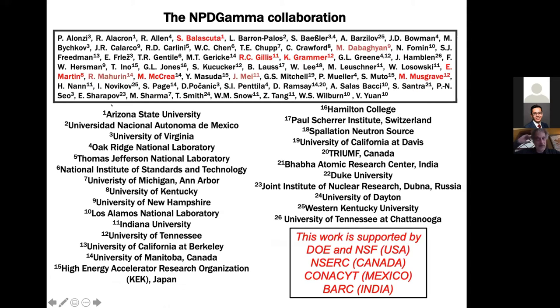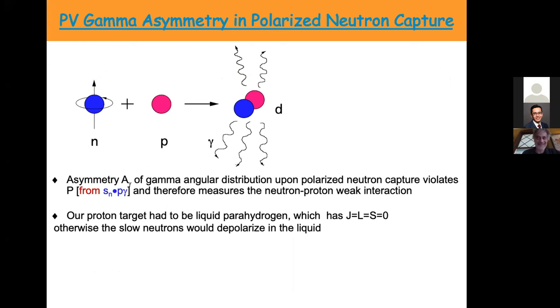I'll explain what we did here, but this was a part of the so-called NPD gamma collaboration. We did an experiment where we tried to measure the weak interaction between the neutron and the proton. And remember, the weak interaction violates mirror symmetry, violates P. So we looked for a P violation in the neutron-proton interaction. And our protons were made of hydrogen. So the actual physical process we investigated was we polarized a neutron beam and dumped it into a liquid parahydrogen target. And then we looked for the lopsidedness of the gamma rays that go up or down relative to the direction of the neutron spin. And an asymmetry there would signal the breaking of mirror symmetry.